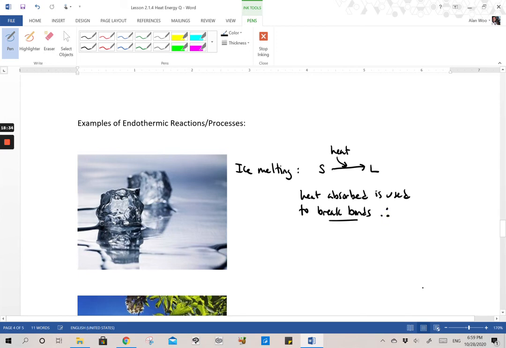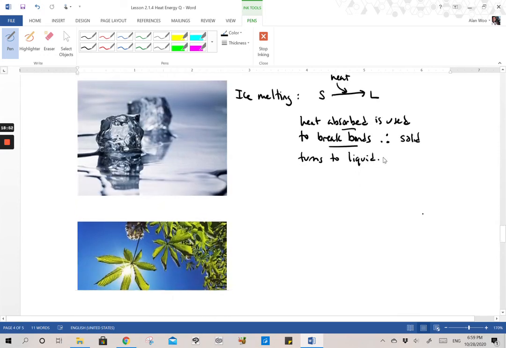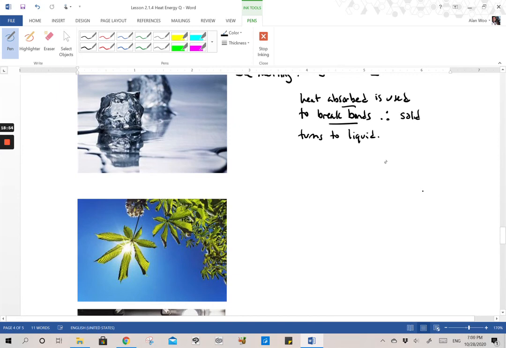So as those bonds break, they gradually become liquid. So therefore, solid turns to liquid. And because you're absorbing heat energy to do this, it's considered an endothermic reaction. In our next example, we find a plant absorbing sunlight. Plants absorb sunlight for photosynthesis.